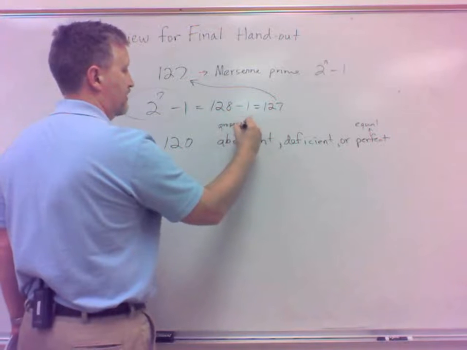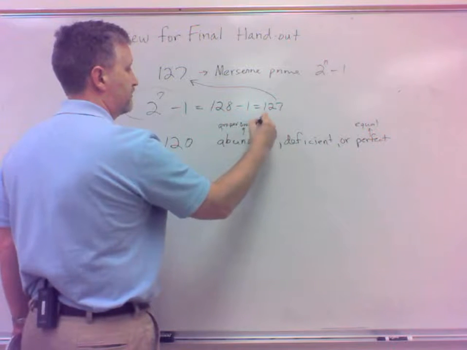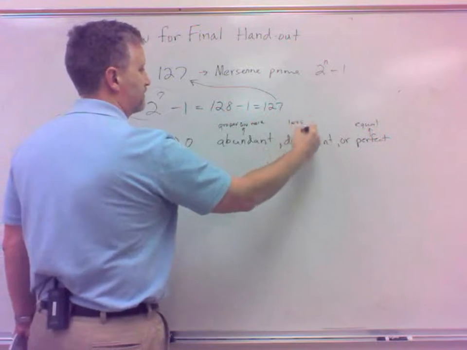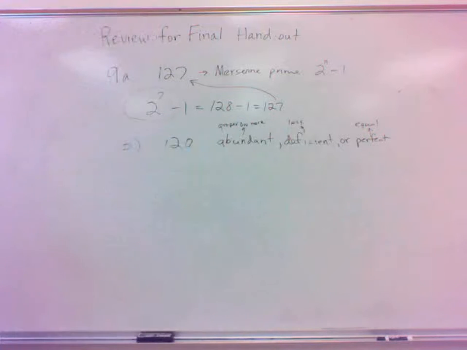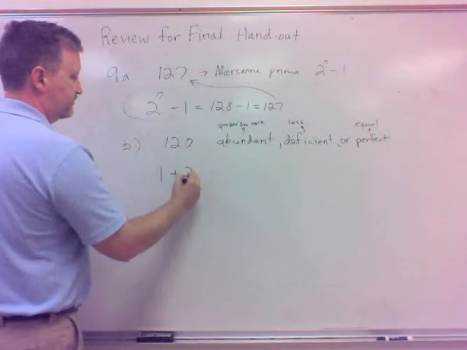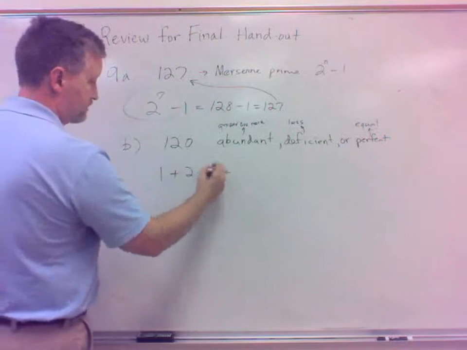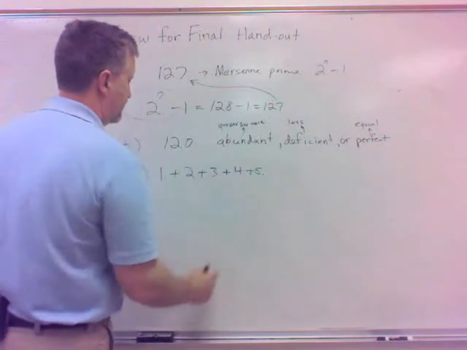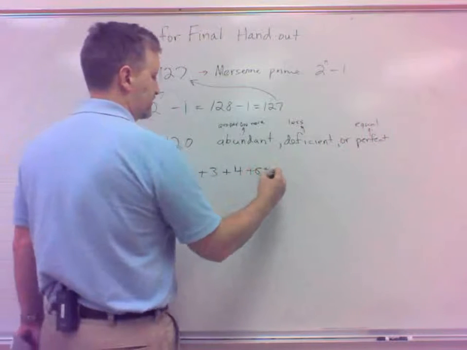Abundant if the proper divisors are more than enough, and deficient if they're less. So we just need to figure out the factors of 120, which we can do with our little technique. We know 1 is a factor, 2 is a factor, 3 is, 4 is, 5 is. It's got a bunch. 6 is, it goes evenly.